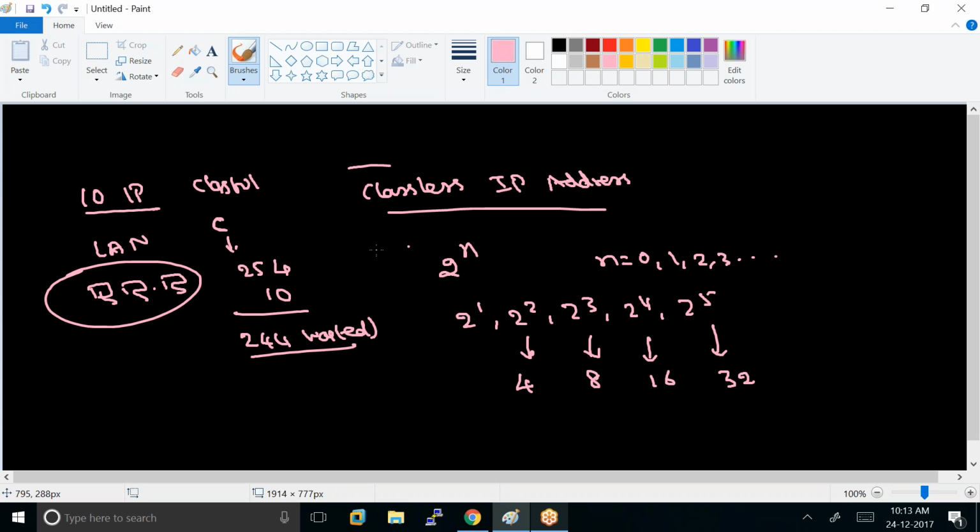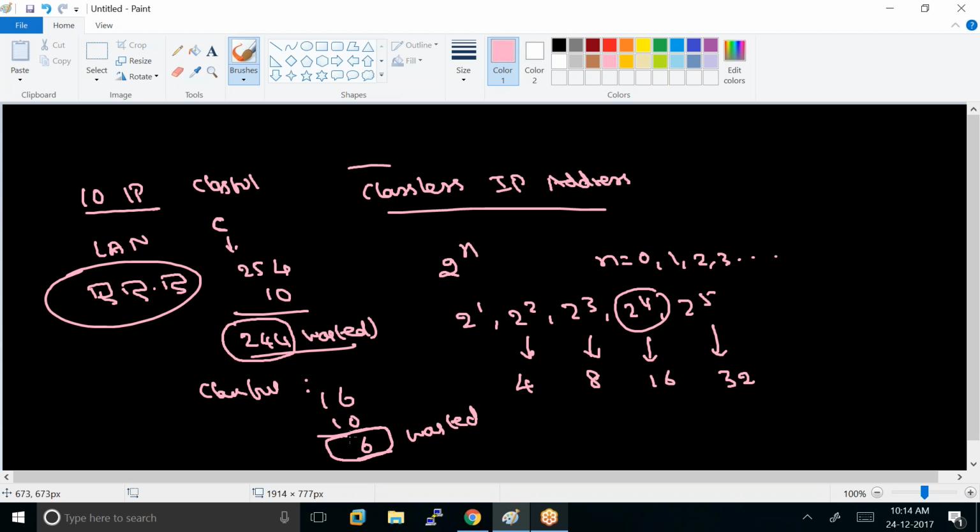The same thing if it is a classless scheme: I need 10 IP addresses, so I can go with 2 power 4. Therefore, 16 IP addresses will be allocated for me, out of which 10 I will use and the remaining 6 alone will be wasted. Imagine if you follow the classful scheme, 244 will be wasted. If it is classless, 6 alone will be wasted. This is the way by which, if you go for the classless IP addressing scheme, it will be very helpful in reducing the wastage. Am I making sense?